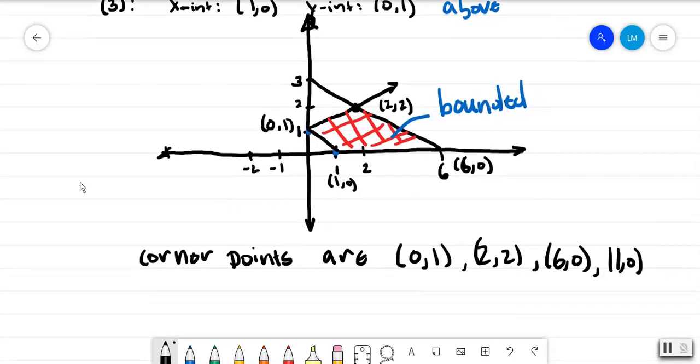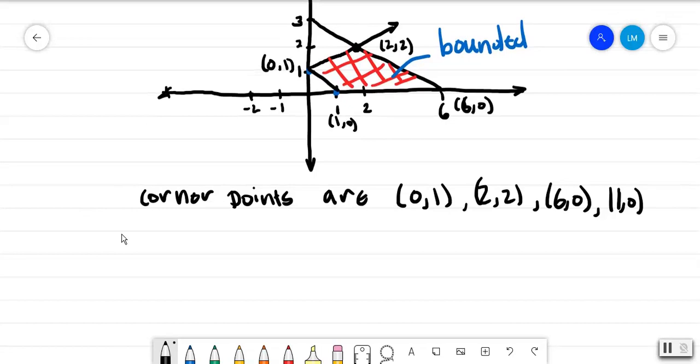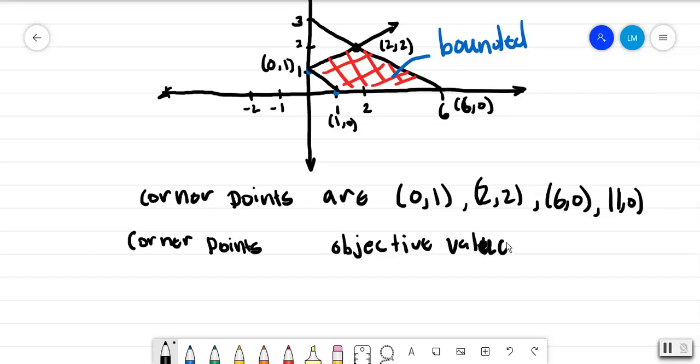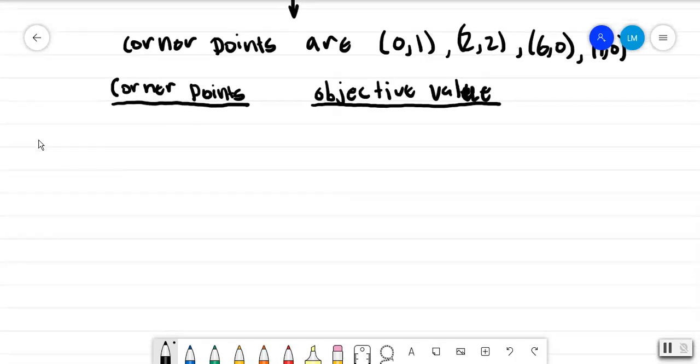Now, typically when it comes to these types of problems, we're trying to optimize, that is maximize or minimize. So let's say that we were to make a table of corner points, and let's call this column the objective value. We have a set of corner points, and there's going to be a corresponding objective value.